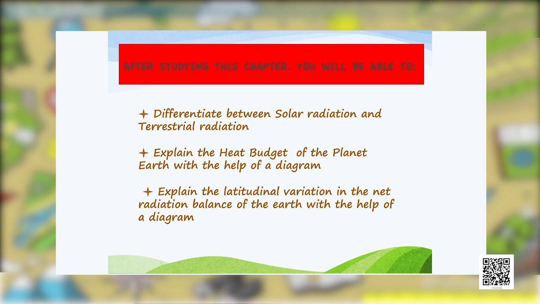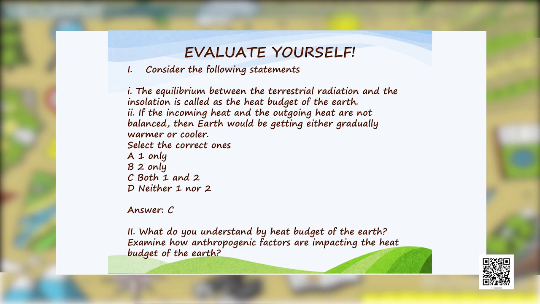You can also explain the latitudinal variation in the net radiation balance of the Earth with the help of a diagram. After going through this episode 2, let us evaluate. The equilibrium between the terrestrial radiation and the insolation is called the heat budget of the Earth. If the incoming heat and the outgoing heat are not balanced, then Earth would be getting either gradually warmer or cooler. So you have to select the correct answer out of these 4 options given.